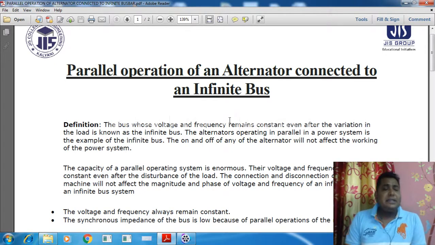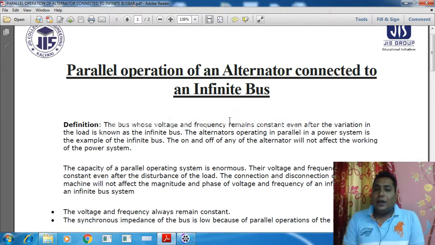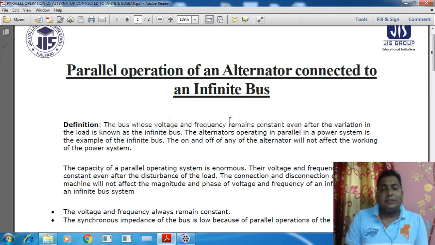As per the definition, the bus whose voltage and frequency remain constant even after variation in the load is known as the infinite bus. The alternators operating in parallel in a power system are an example of the infinite bus. The switching on and off of any of the alternators will not affect the working of the power system.